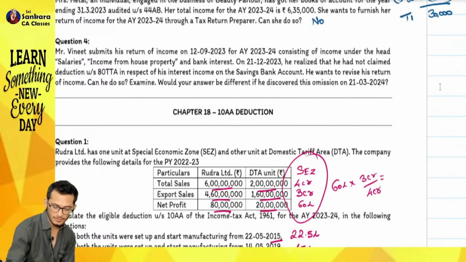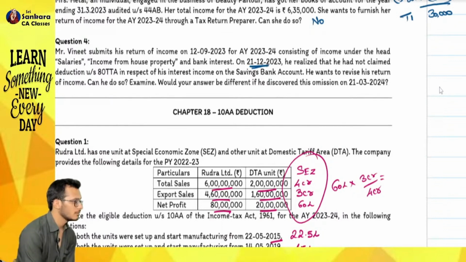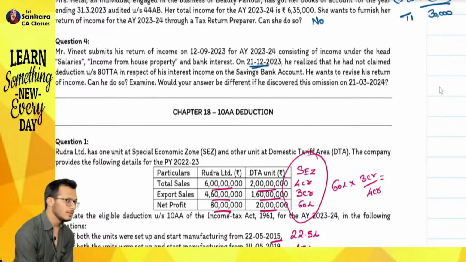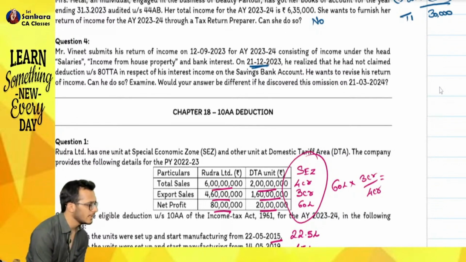Where is he? He's on 21st December, no? Can he do so? Yes. The provisions say if you have omitted anything or made any kind of errors, you can rectify it before the due date of 31st December. He is ready to do it on 21st December, therefore he can do so.